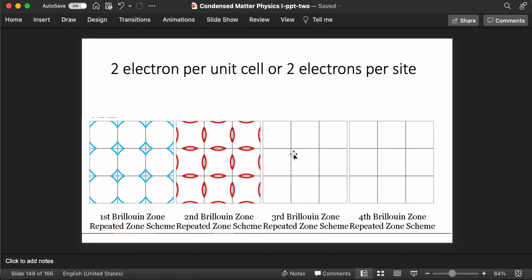Now, before we go on to 3 electrons, you can see that this is the repeated zone scheme in the first zone and in the second zone. So you have all these fancy looking patterns. Some people call it a cigar shaped pattern, and what all kinds of patterns can be found when you do a repeated zone scheme. So you can take a moment to understand why you see this.